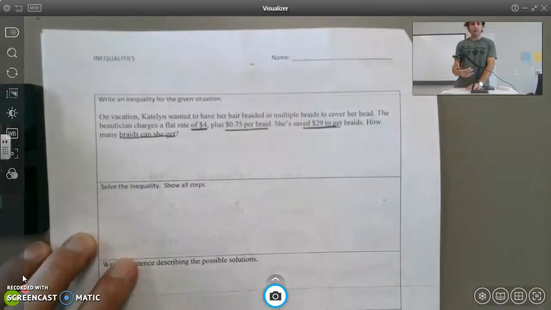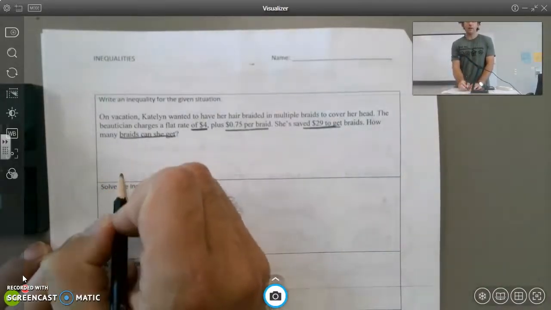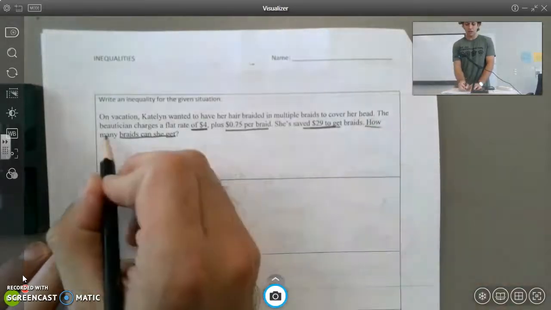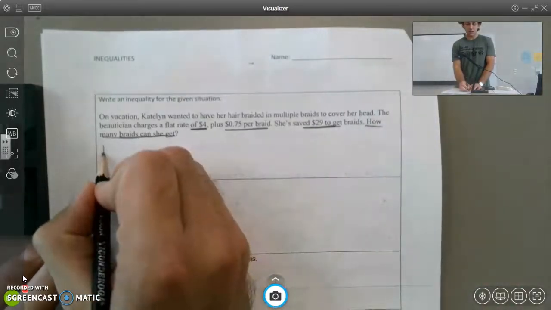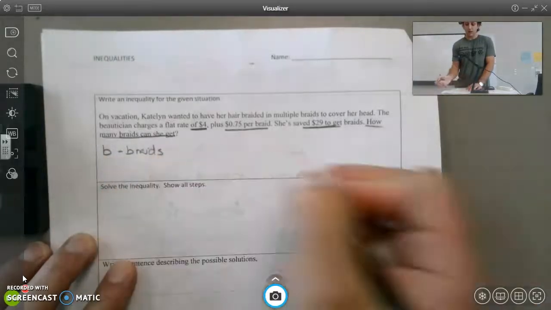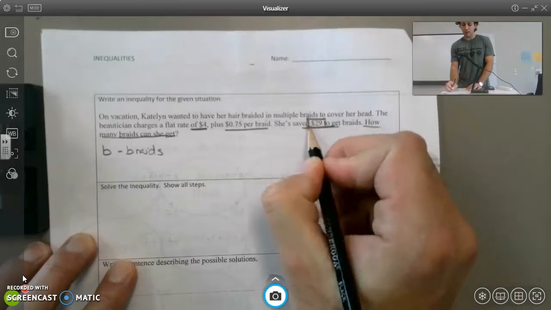So as we've done with equations, what do I not know? What am I trying to solve for? It's right here in my question. How many braids can she get? So B is going to represent the number of braids. And if you've been in my classes, I also said I like to put a box around the total amount of money.